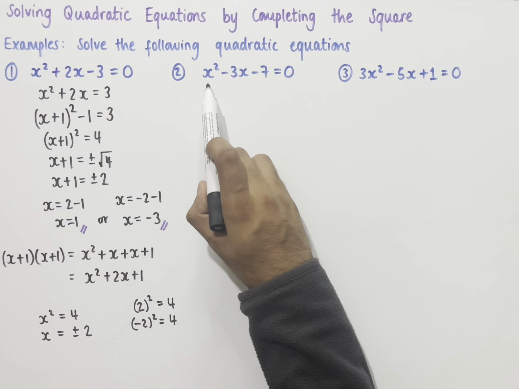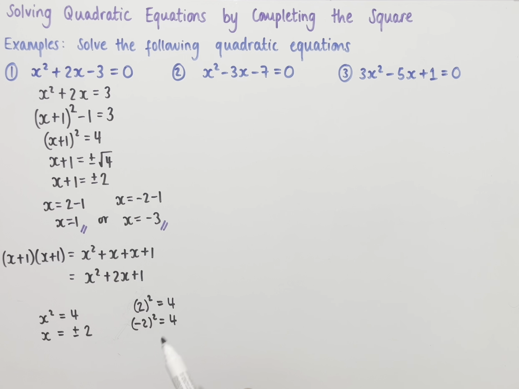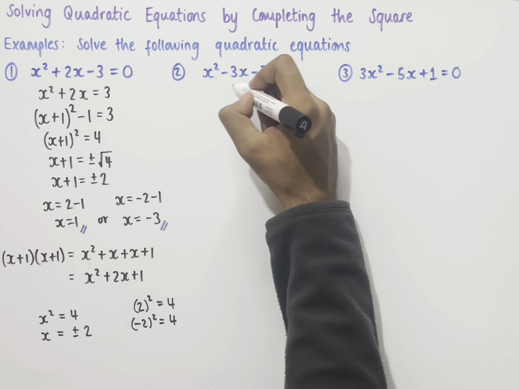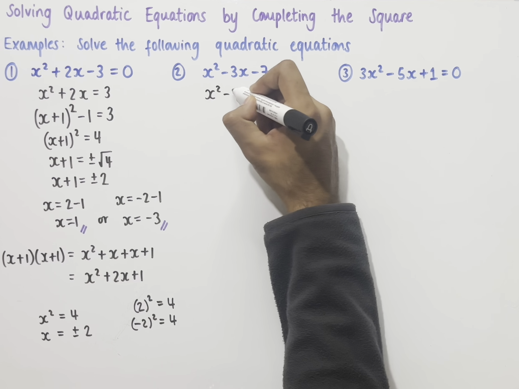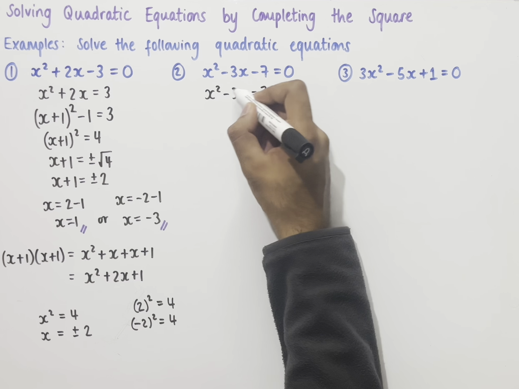Second example is to solve x squared minus 3x minus 7 equals 0 by completing the square. So again, we're going to move any constant terms to the other side of this equation. In this case, we need to add 7 to both sides. So doing that, we're left with x squared minus 3x, which equals 7. We're now going to complete the square on the left hand side here.